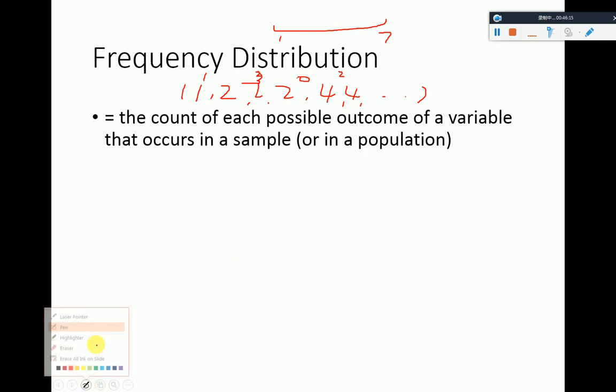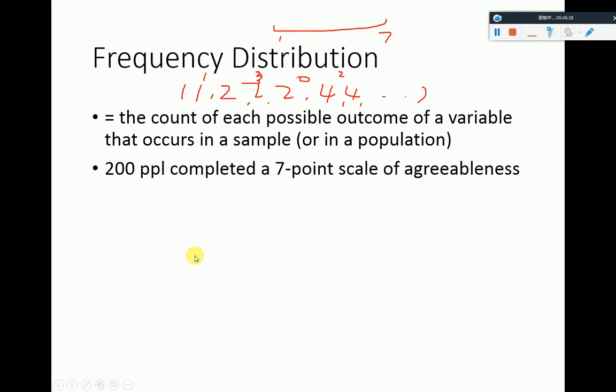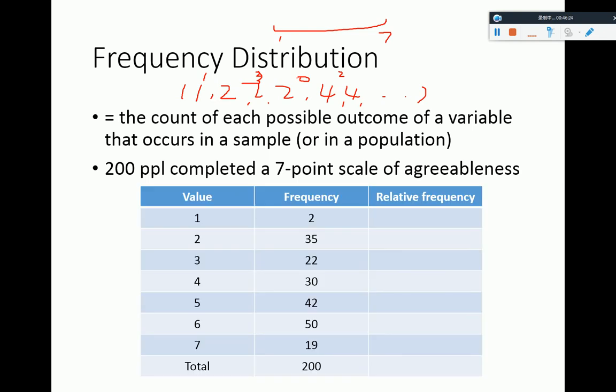All right? And then we know that, for example, if 200 people completed a 7-point scale of agreeableness, how agreeable you are, we can easily list all the possible values for this variable that we call agreeableness. And then we can imagine a data set, and we count how many people score 1, how many people score 2, all the way to how many people score 7. And then we know that all these frequencies must add up to 200 because this is about how many people from these 200 people score 1, score 2, score all those different values. Okay? So we know there's a frequency distribution.